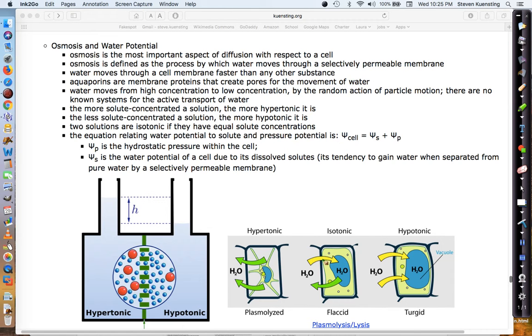On the other hand, if a cell is in a hypotonic situation, water will rush into the cell because the cell is hypertonic to the hypotonic water around it. If there's nothing to stop the cell from swelling, the cell will swell up, expand, and explode. We call this lysis. So plasmolysis is the shrinking of the cell. Lysis is the explosion of a cell.